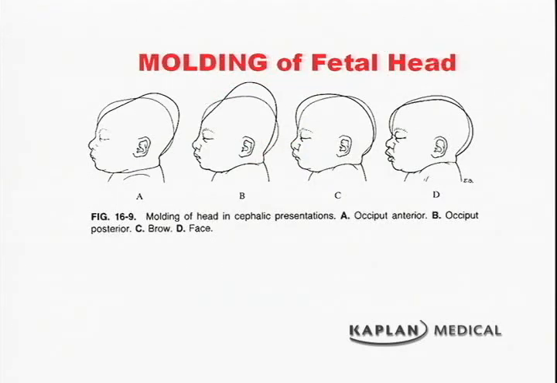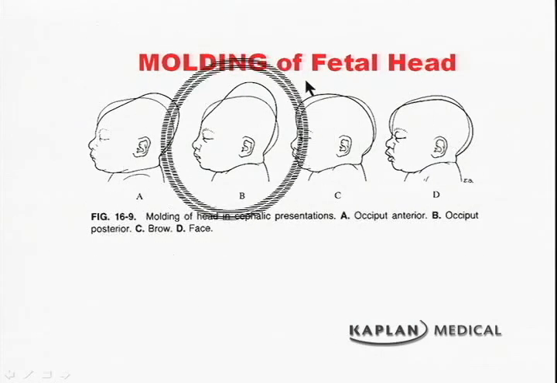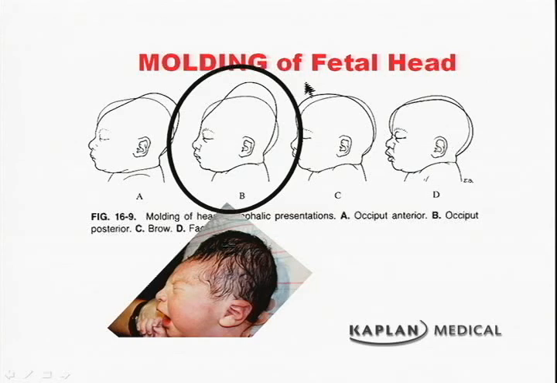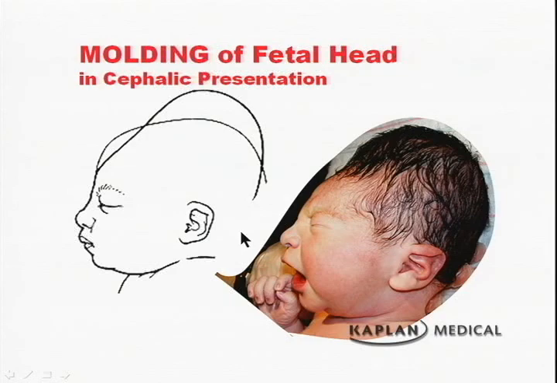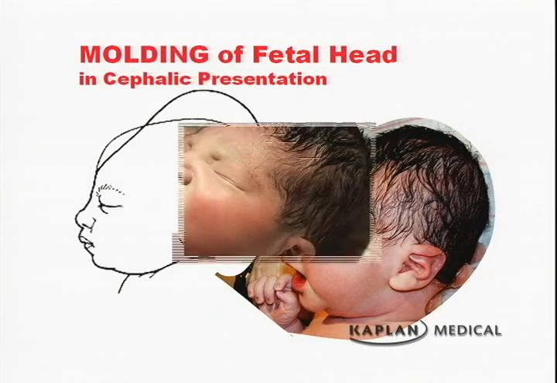Now, depending on what the position is of the baby, you will have different degrees of molding of the head. And this is classic occiput posterior. And here we have a baby who has a molded head. You can see how similar these are. This goes away after 24 to 48 hours. Here is your occiput posterior molding of the head.